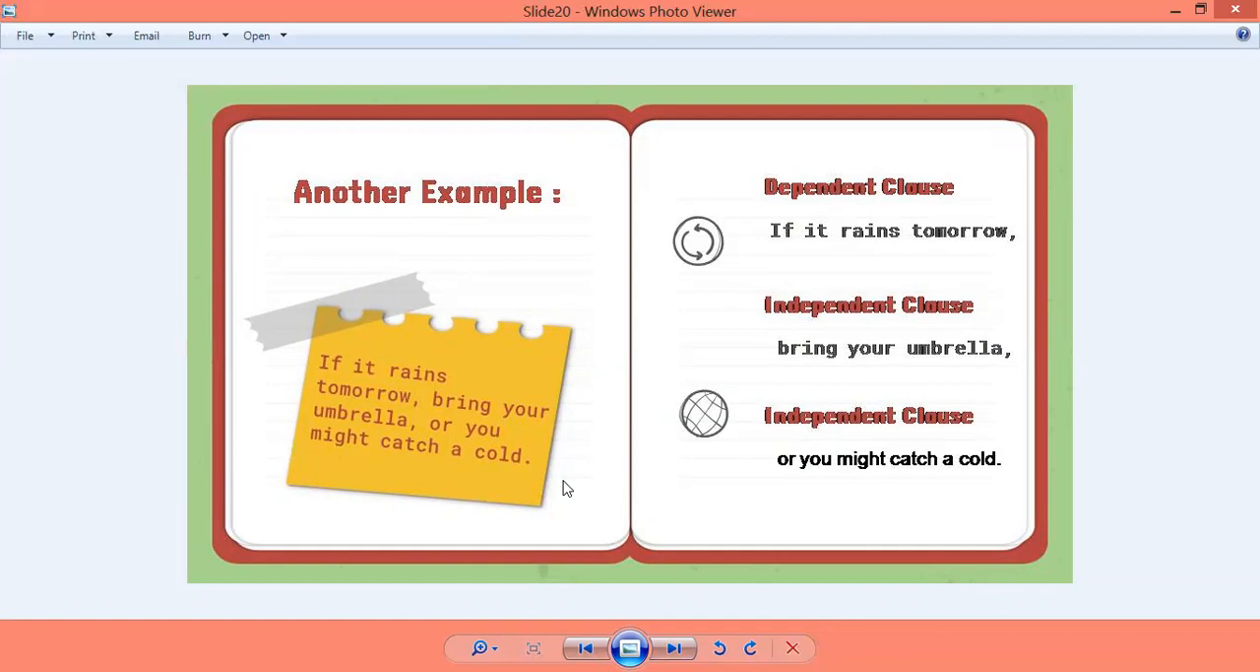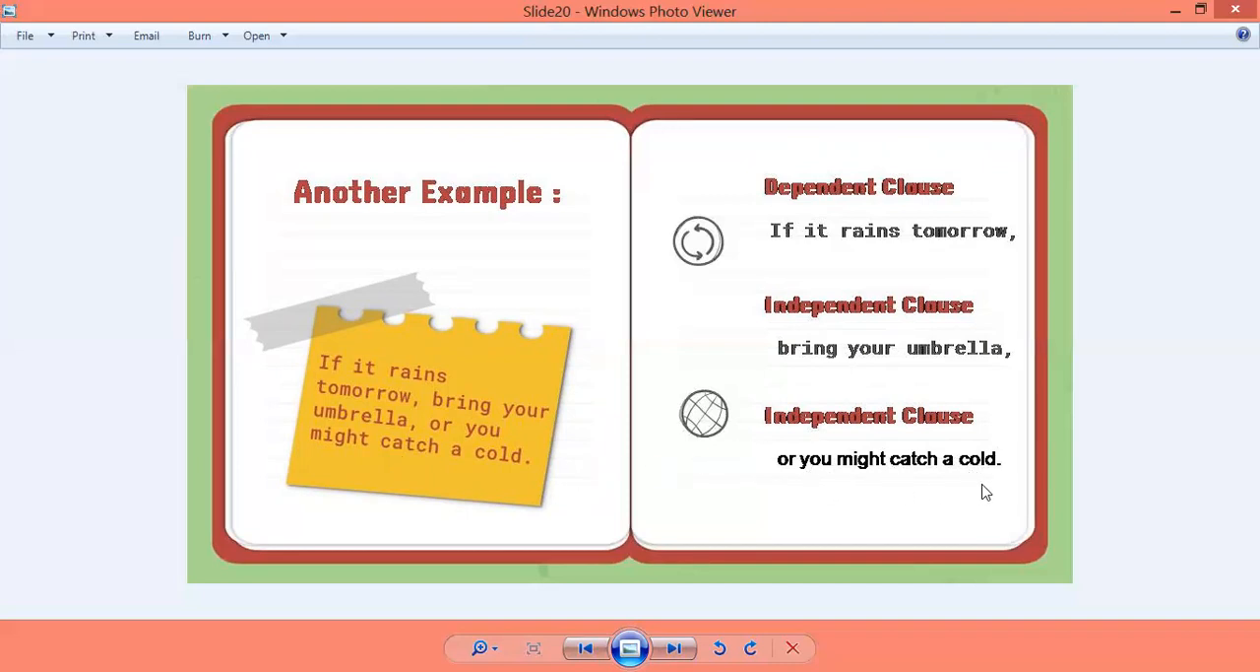Then dependent one of course is going to be this one, if it rains tomorrow. If it rains tomorrow, आगे क्या? We need more information, right? कि अगर कल बारिश होती है तो क्या? Hence, first one is a dependent clause. Next one is bring your umbrella. आप खुद का छाता लेके आना. This one in itself is making sense. It does not need any more information. आप कल अपना छाता लेके आना. Makes sense, right? And the last one, or you might catch a cold.